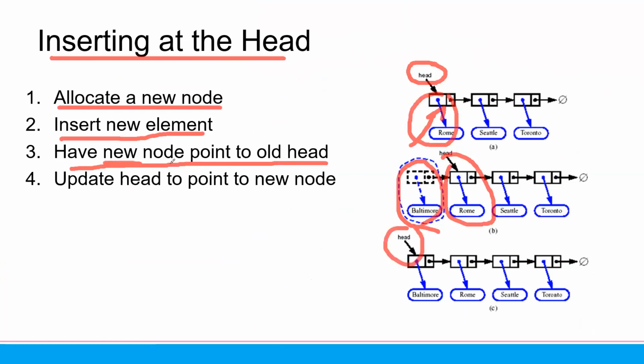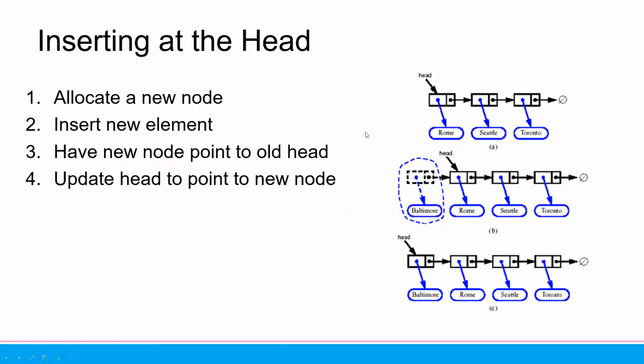So we have the new node point to the old head, and then update head to point to the new node. So this is the new node, which is the Baltimore. When we have the new node, we just change the head pointer to the new node. So this is if we want to insert a new node and we change the head.